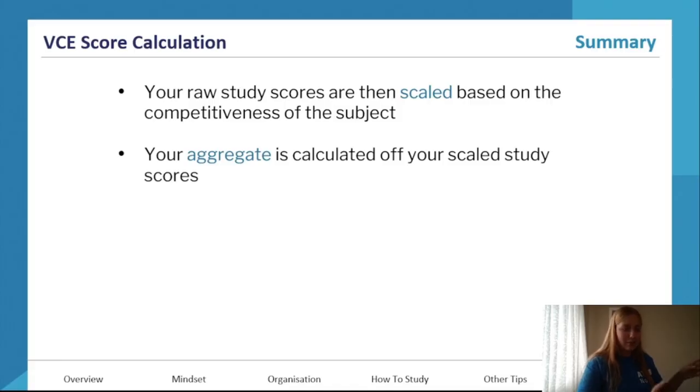After they've been scaled, remembering not raw. So our English subject, as well as three other top subject scaled study scores, will contribute 90% to our aggregate, and then 10% of our aggregate will either be composed of our study score for our fifth, our worst subject, or 5% each of our fifth and sixth lowest subject. So that's how it all works.